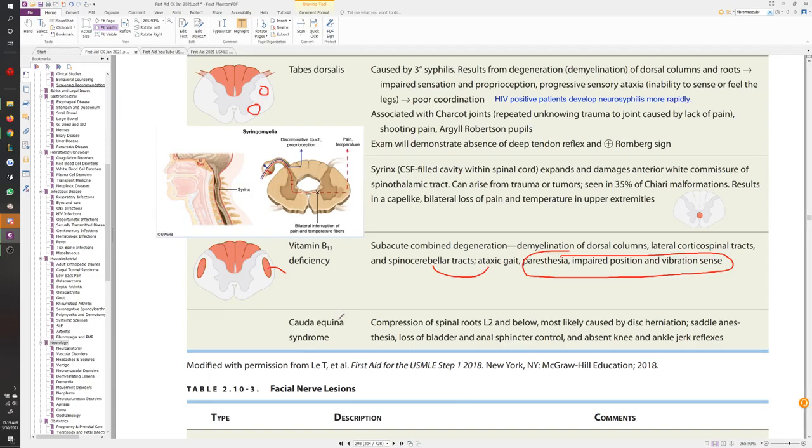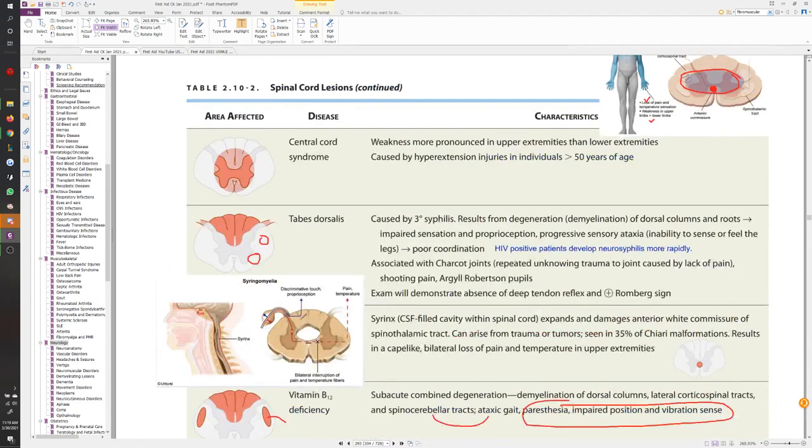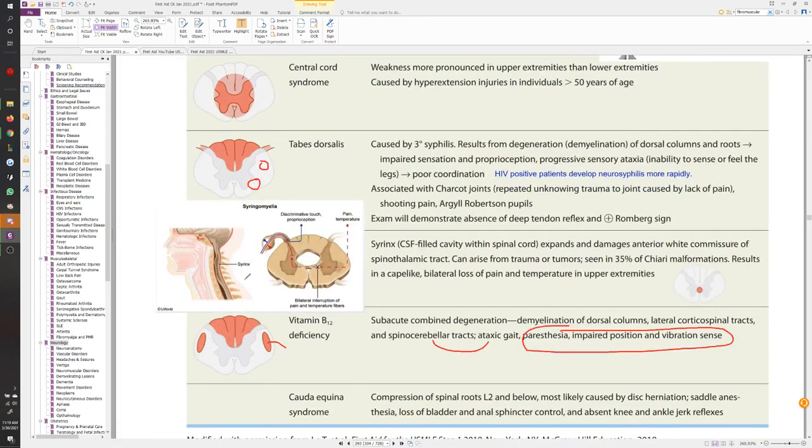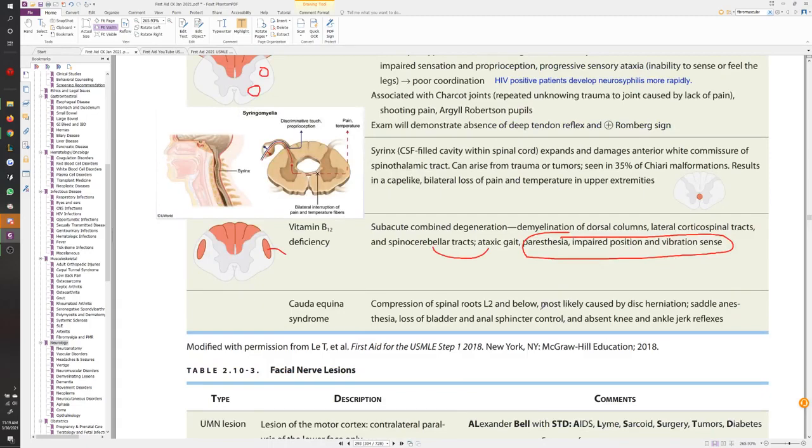That's B12 deficiency. Cauda equina syndrome is compression of spinal roots L2 and below. Cauda equina is very similar to what's happening here in the syringomyelia, but it's happening at L2 or below. So you have a squeezing of nerves all the way down at the lumbar level, most likely caused by disc herniation. Right? So this is going to involve things like S2, S3, S4, mainly, which we talked about earlier, and I'll go back and show you, regarding possibly getting all kinds of different sensory losses in the legs.